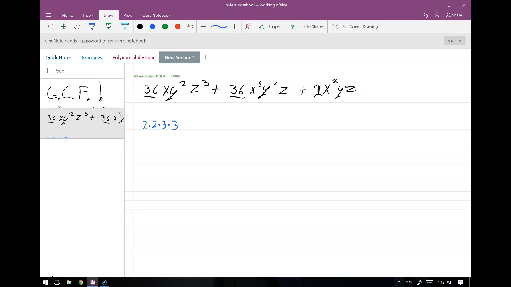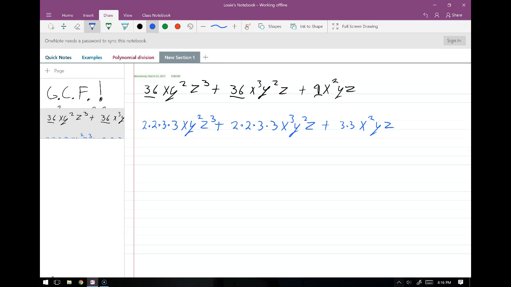So we have that, and then we just write our powers as they are. Z cubed. Right, this one's the same thing. 2 times 2 times 3 times 3 times x cubed times y squared times z. This last one, 9, the prime factorization of that is just 3 times 3, x squared y z.